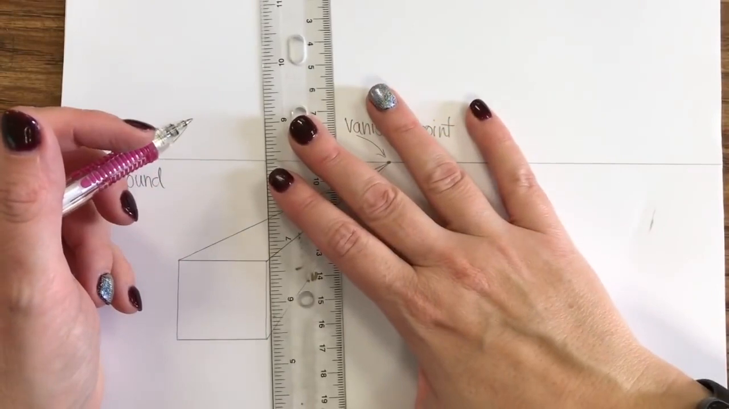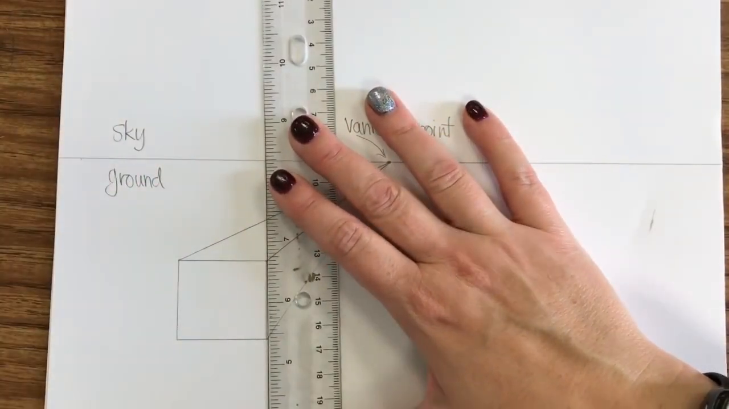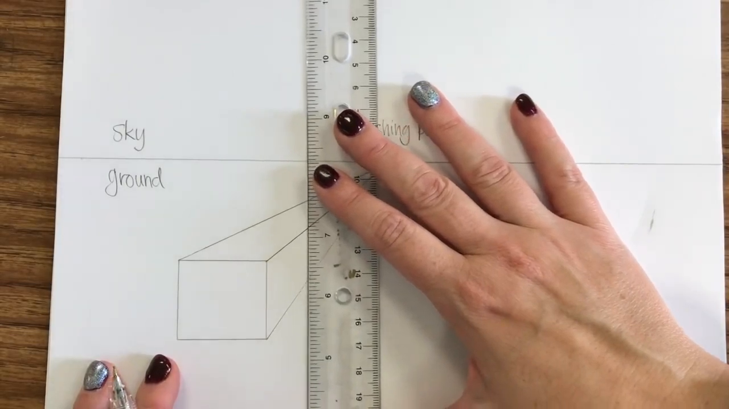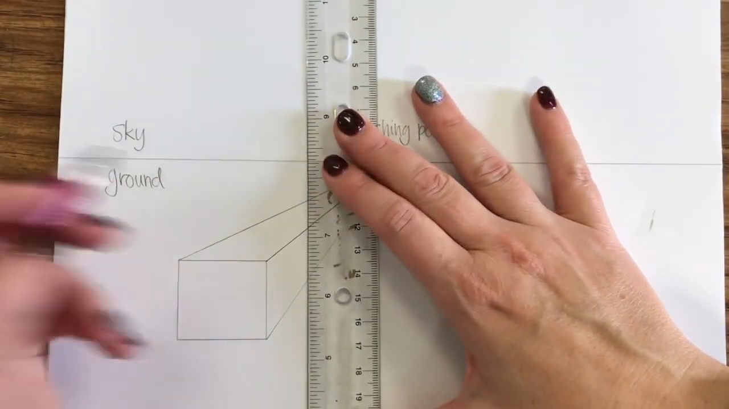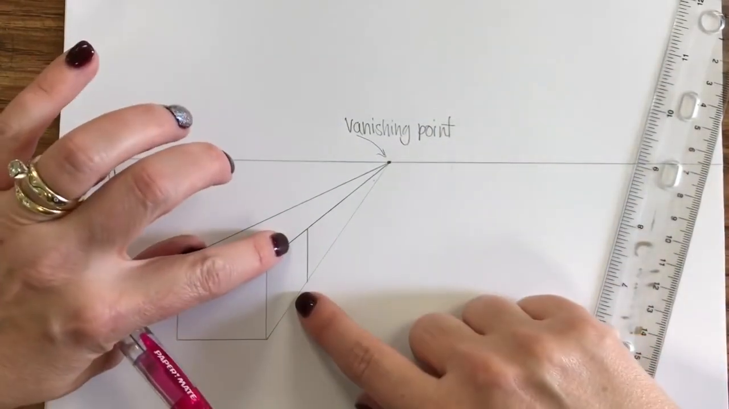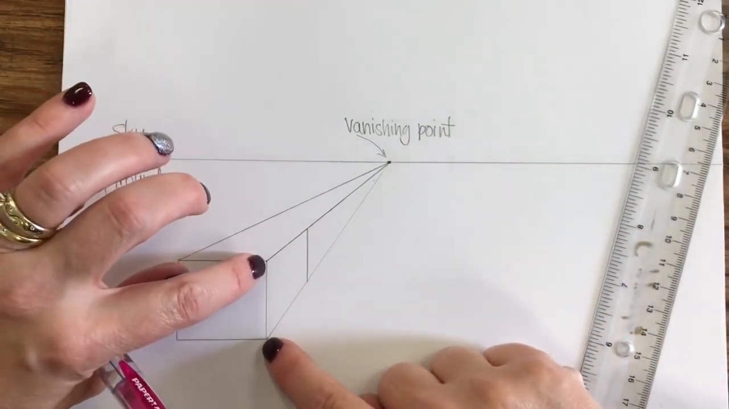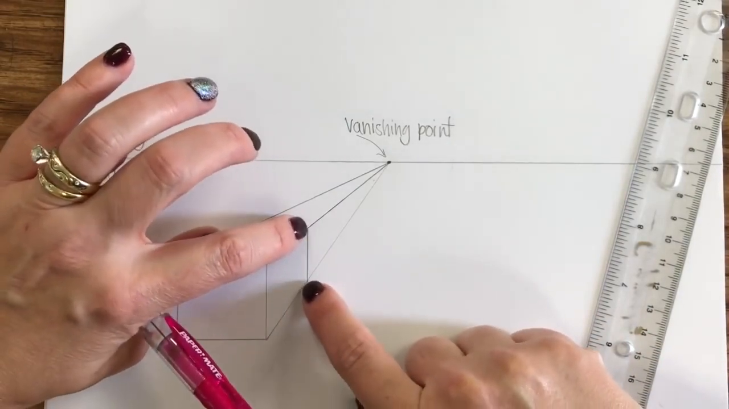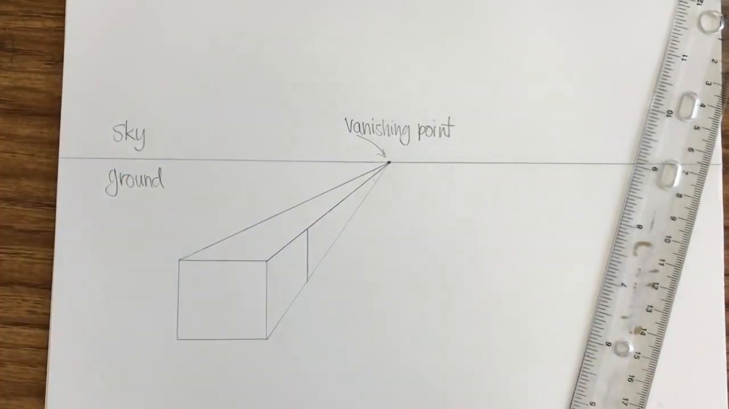So to do that, I'm going to line up my ruler right here on the edge of the front of my shape, and I'm just going to slide it back until my box is as big as I want to make it. And then I'm going to draw a line. I'm going to stay between these lines, so this corner and this corner, these lines correspond with that, and that's where I'm going to draw the back edge.